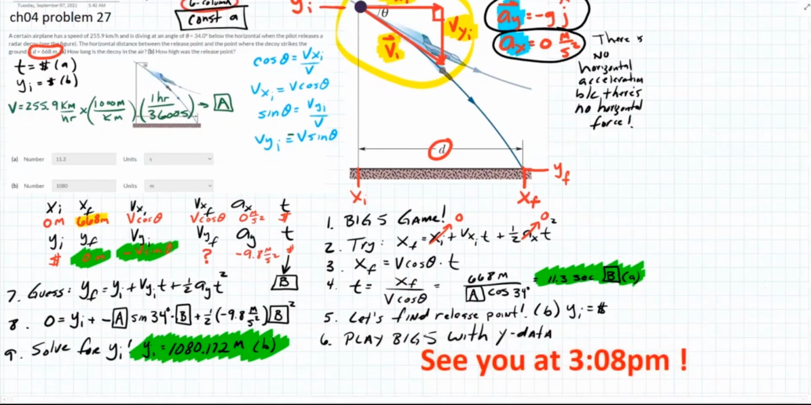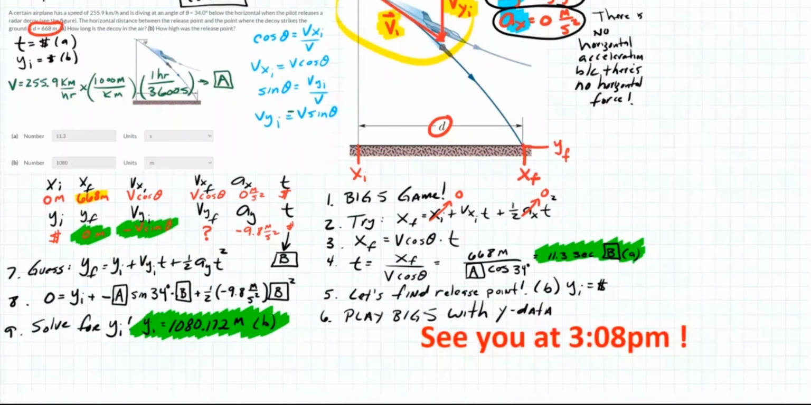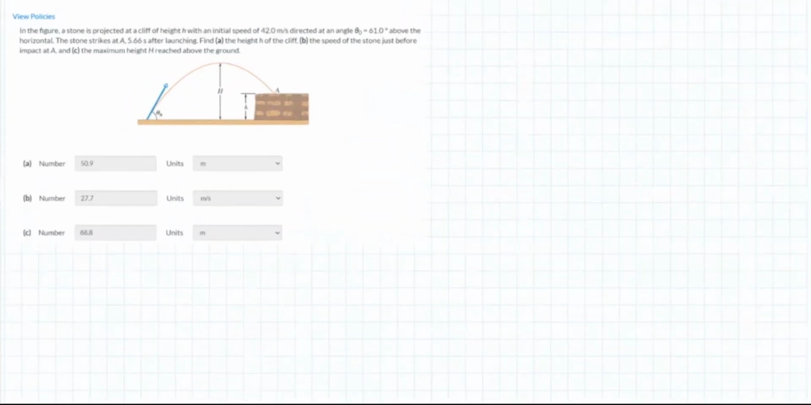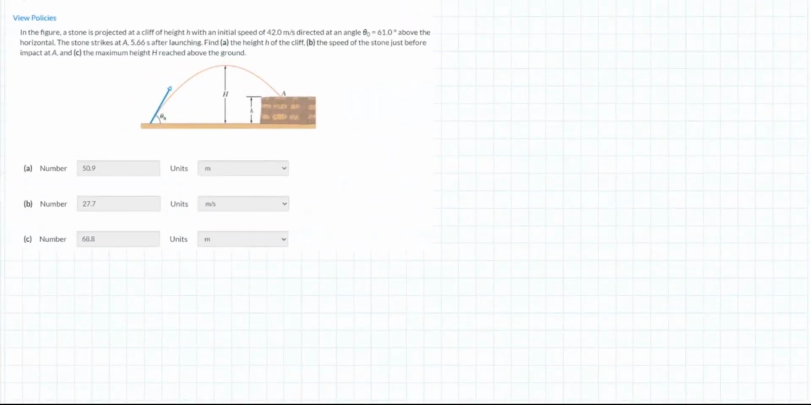See you at 3:08 p.m. for, I believe it looks like this. You can tell me if it doesn't. It's another 2D projectile. So this is technically a special class of kinematics.